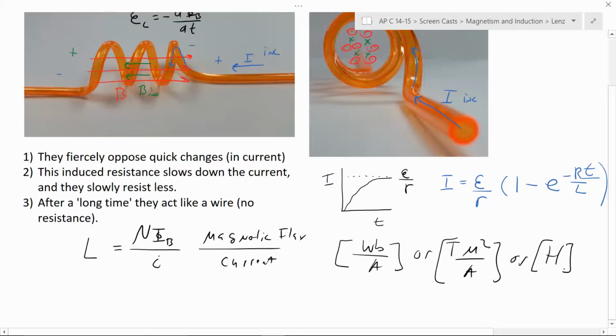Now, for a solenoid, before I forget, I did want to point out that this part here is often referred to as the flux linkage. Again, how much magnetic flux you're going to get for a given amount of current.